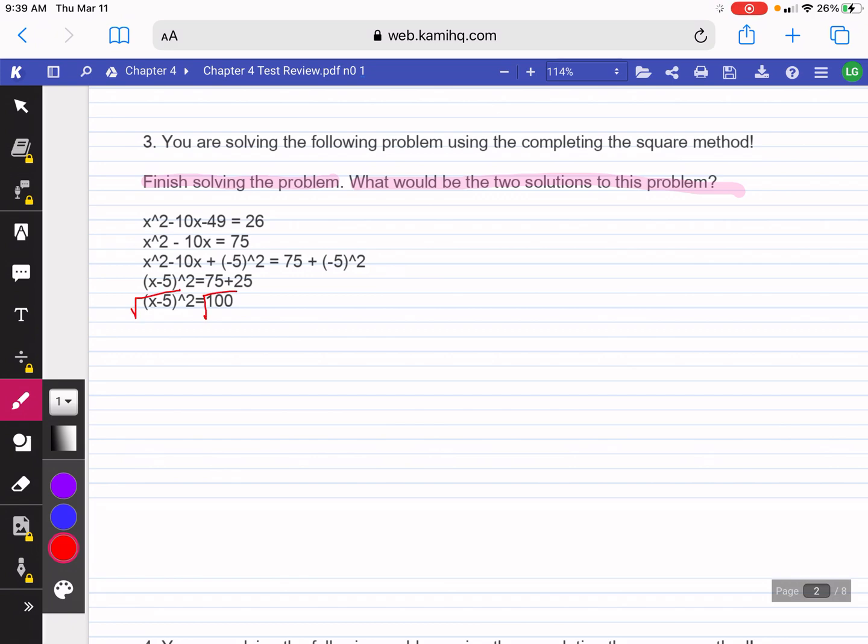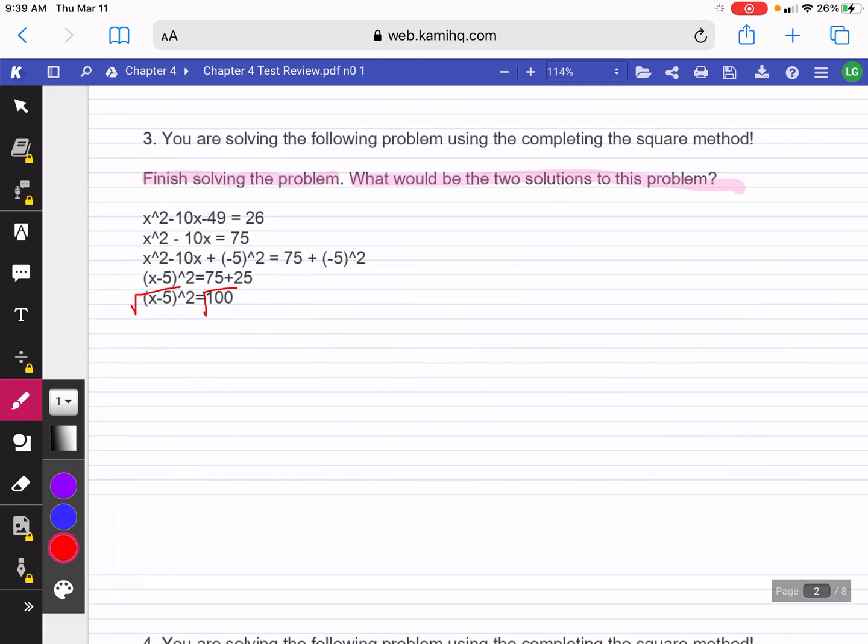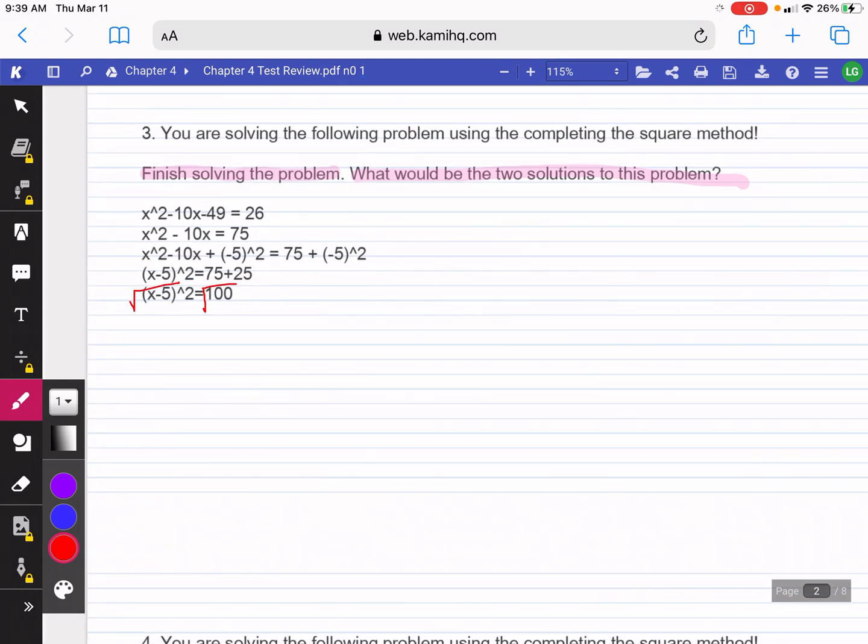So here, when you do a square root of a square, it cancels. So I'm left with x minus 5. And then the square root of 100 is 10, but we need to put that positive or negative sign in front of it because we can have up to two solutions. 10 squared is 100, and negative 10 times negative 10 is also 100.